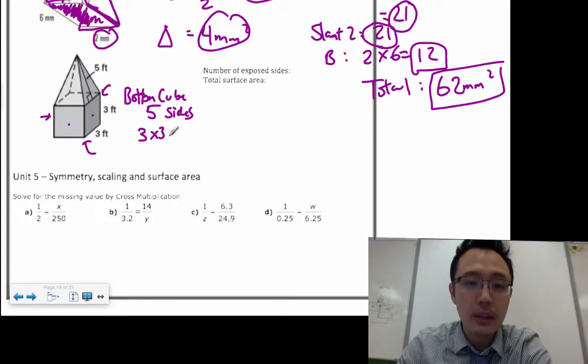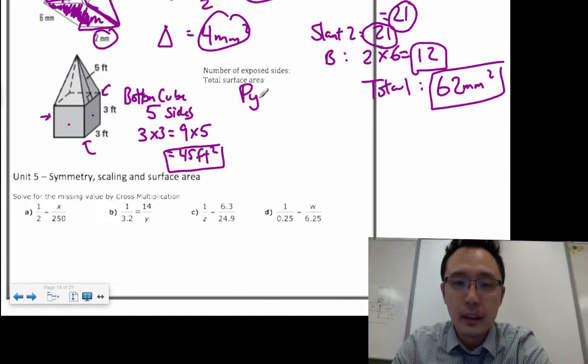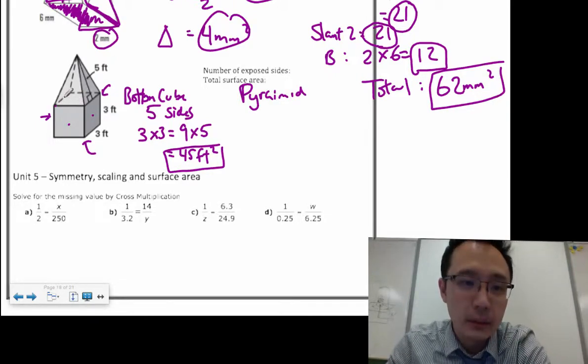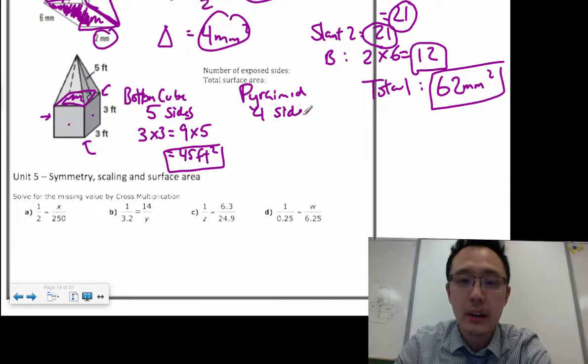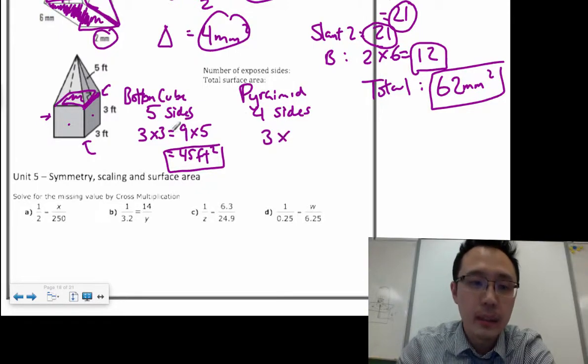Luckily, it's a cube, so they're all the same. So 3 times 3 is equal to 9 times the 5 sides gives me 45 feet square. That's for the area of just the cube. So then for the pyramid, we're going to do exactly the same thing, but we're going to neglect and forget about the bottom of the pyramid because that's sitting on the square, so we don't need that. We have basically 4 sides of the pyramid, and I think they're exactly the same. So because it's sitting on a cube, what's my base? My base is 3 because this is 3 here.